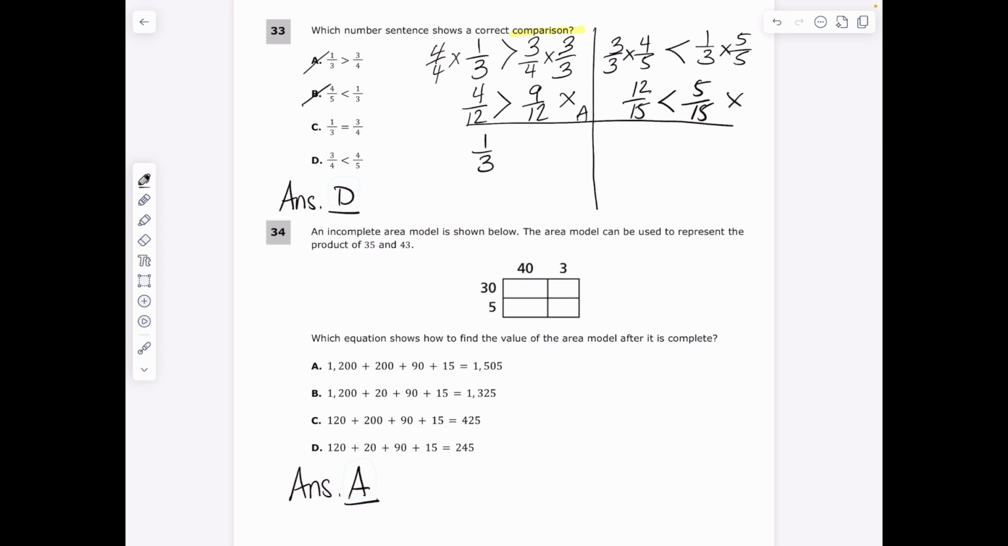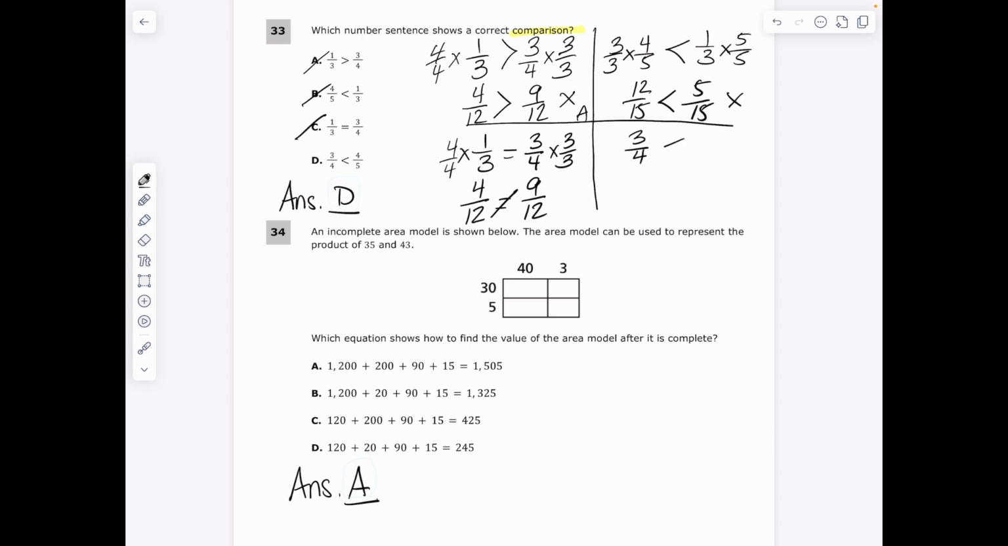At least these are supposed to be equal, 1/3 and 3/4. And on the left, I get 4/12 is equal to 9/12. Yeah, that's not true. So much easier when my denominators are the same. So much easier.